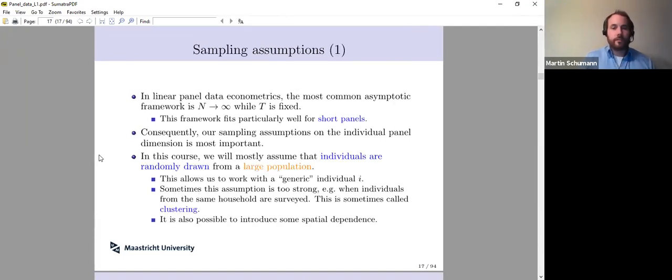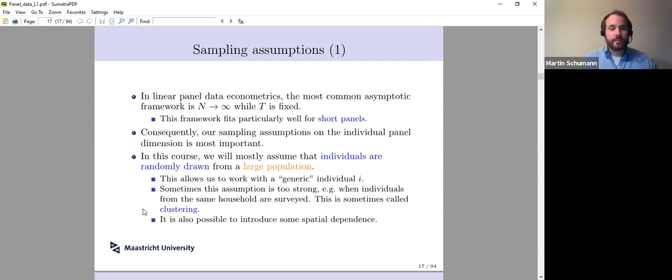Now, also some repetition. Of course, in our framework, we let n go to infinity while T is fixed, because in microeconomics, we have short panels with lots of firms, lots of individuals, but very few time periods available. So therefore, our sampling assumptions on the individual dimension are most important. And what we assume in this course is that we mostly assume that the individuals are simply random draws from a large population. So this allows us to work with a generic individual i, because they're basically all the same, right?